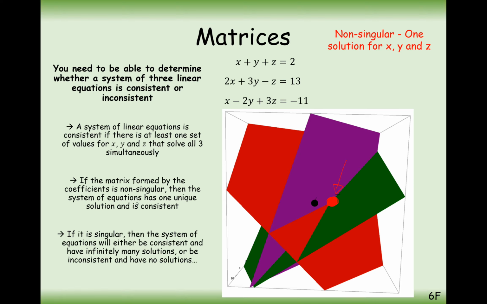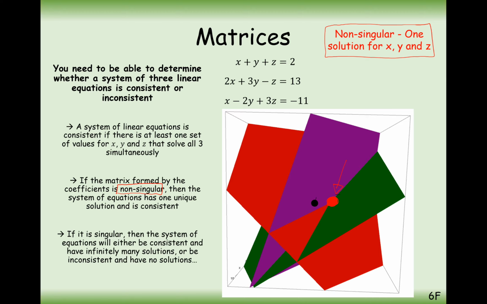But just a little bit of a heads up, when you have a non-singular matrix, that means that you get one solution where the x, y, and the z coordinates will all intersect at one point, or all of the planes will intersect at one point for x, y, and z. Okay, now that's the case of when the matrix is non-singular.